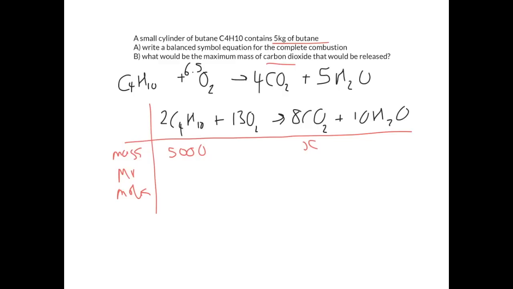Then it's a matter of working out the MR of butane, so carbon has a mass of 12, you get that from the periodic table. We're going to do 12 times 4 plus 10 times 1 because we've got 10 hydrogens and 1 is the mass of hydrogen. Add that up and you get an answer which is 58. Let's work out the MR of carbon dioxide. So carbon is 12, oxygen is 16. We need to multiply that by 2 because of the fact that it's CO2, so it becomes 44.